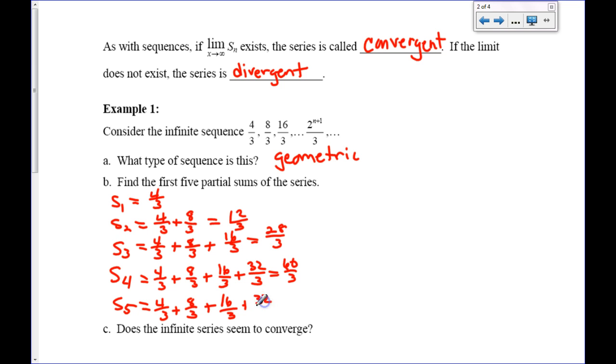Where does he get the 32 in the S? 32 right here? It's 16 times 2 is 32. No, no, one above it. 64, yeah. I got 124 over 3.